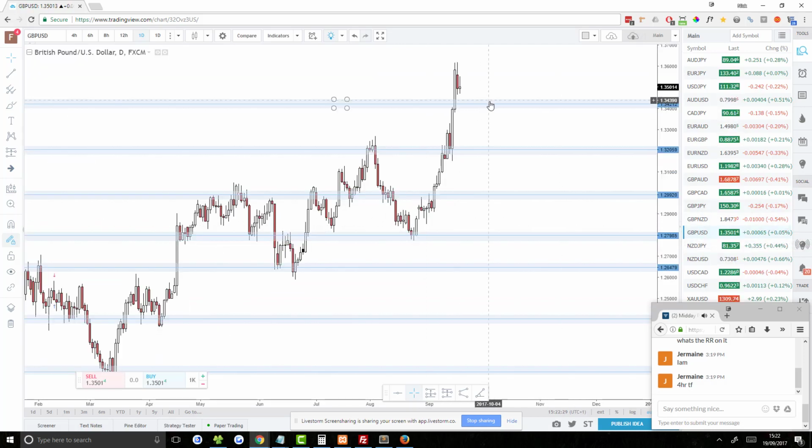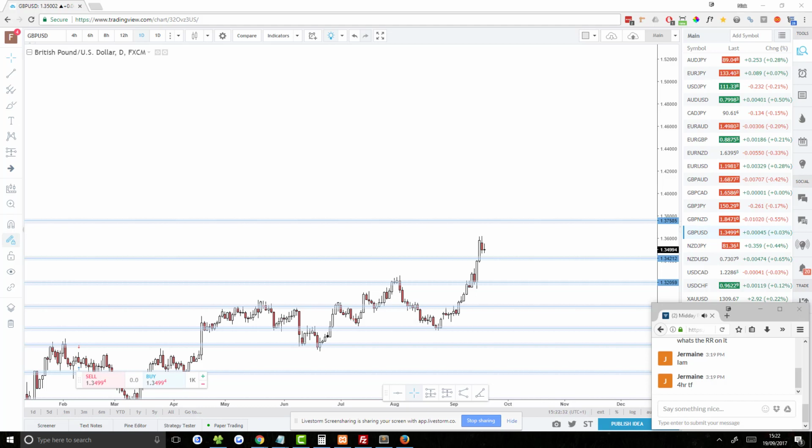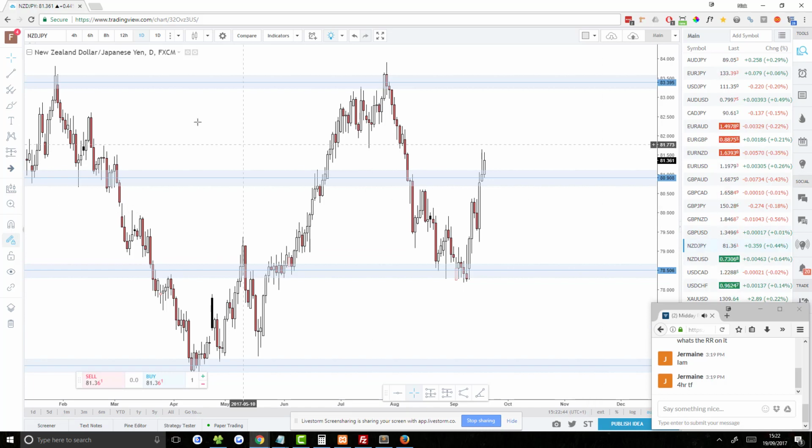The only thing I see on GBPUSD potentially happening is if it sinks back down to this current support area we have. If it sinks back down to here, we can get in long for a continuation trade. So that is possibly going to happen, but we'll just have to wait and see on that one.